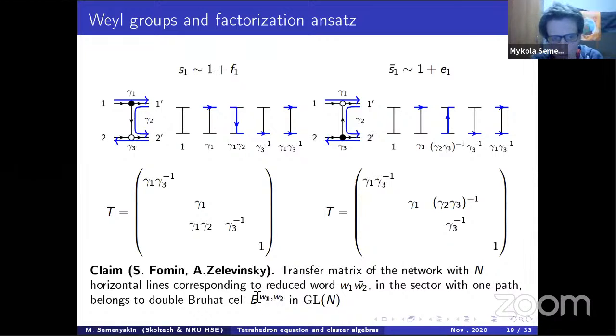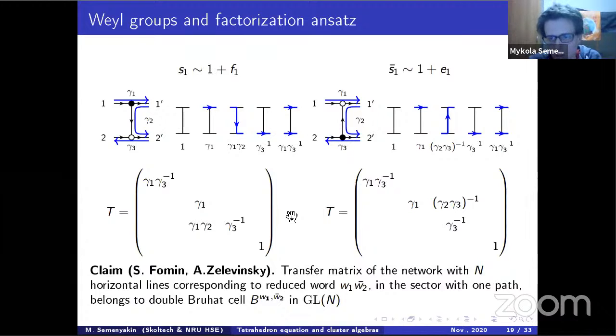And what is double Bruhat cell, I don't want to define, but you can think that this is some subvariety in Poisson group, or Poisson-Lie group, in Lie group. And this subvariety is defined by the condition that certain set of minors vanish. So this network defines embedding of some torus defined by parameters into general linear group.